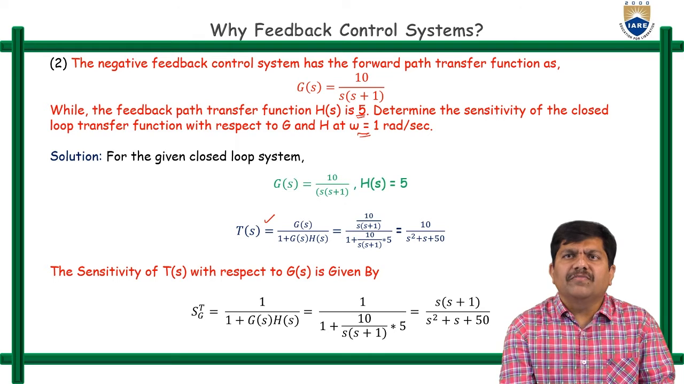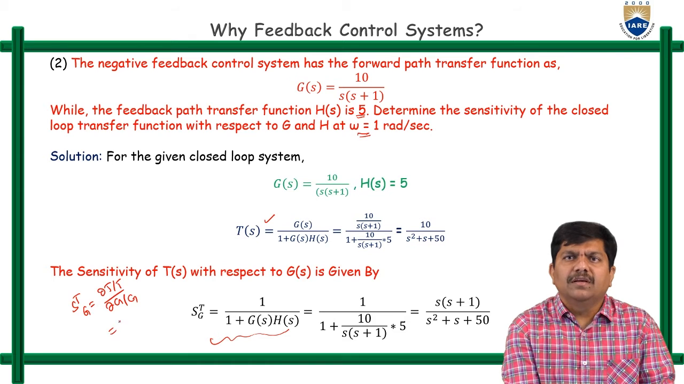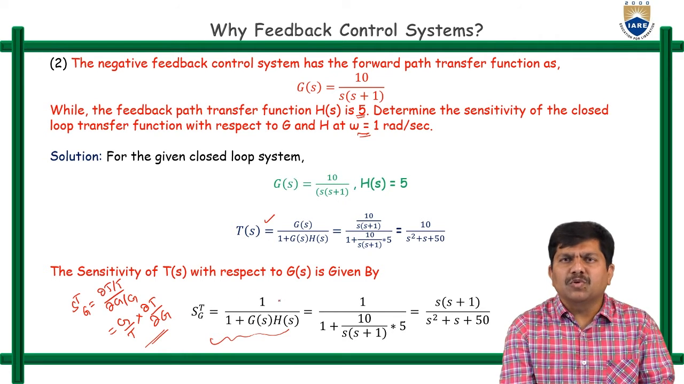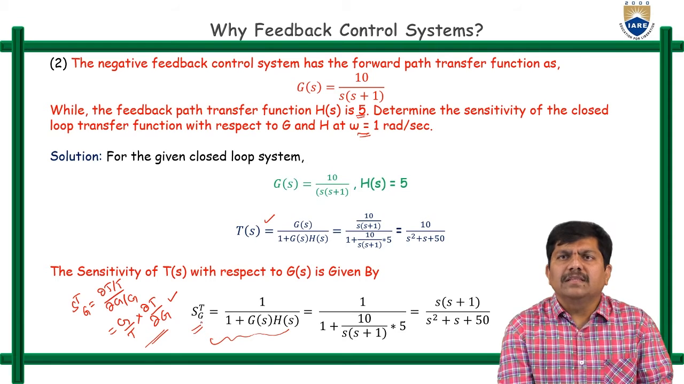So the sensitivity of T(s) with respect to G(s) is given by 1 by 1 plus G(s) into H(s). So this is 1 by 1 plus 10 by s into (s plus 1) into 5. Otherwise, if it is not possible to remember this particular formula, let us derive it. S^T_G is nothing but the dou T by T divided by dou G by G. So this value is nothing but G by T into dou T by dou G. Like this also you can do this. You need not remember so many formulas. If you are capable of remembering this formula, it's well and good. Otherwise you can derive this formula only by seeing this expression.